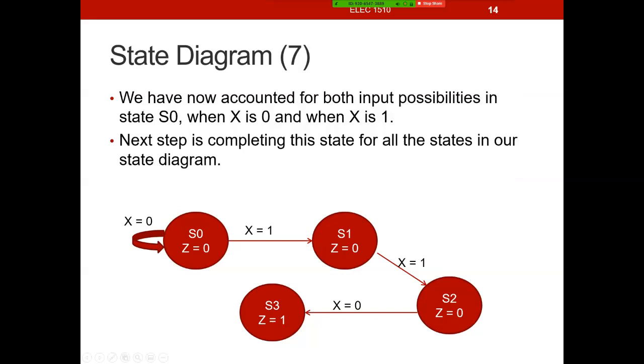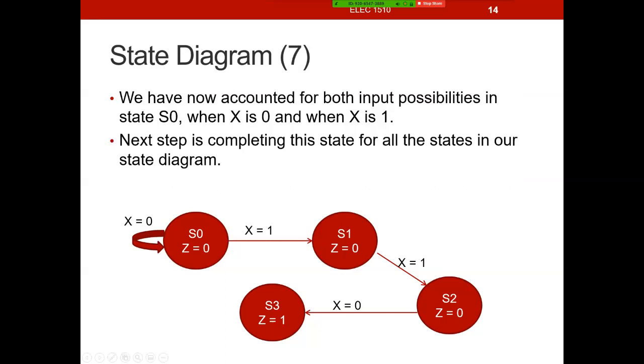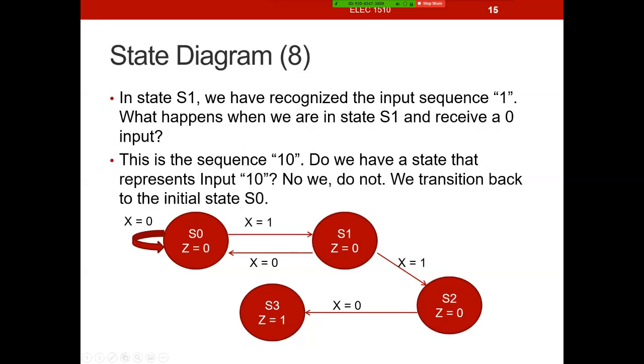And so as we move through, that's what this slide is saying, right? We've accounted for both of these. Let's go ahead and account for all the others. So now, when we're in S1, that means we've gotten to S1 by seeing the sequence. So if we go back up here, with less arrows, remember S1 says we've seen the sequence of 1. So when we're in state S1, we've recognized the input sequence 1.